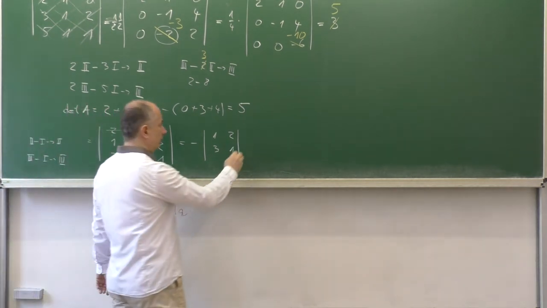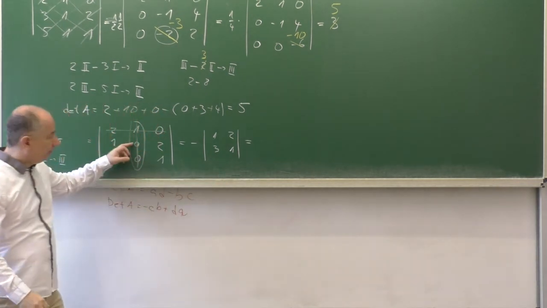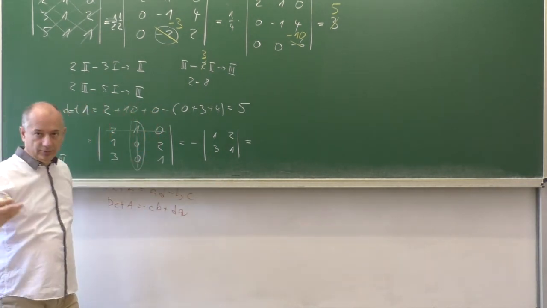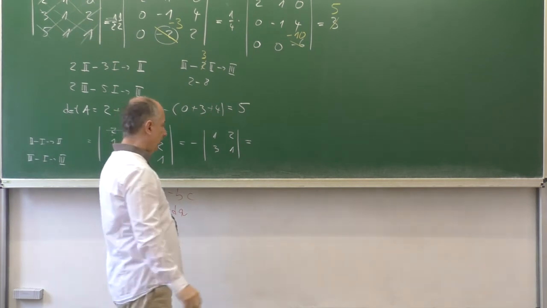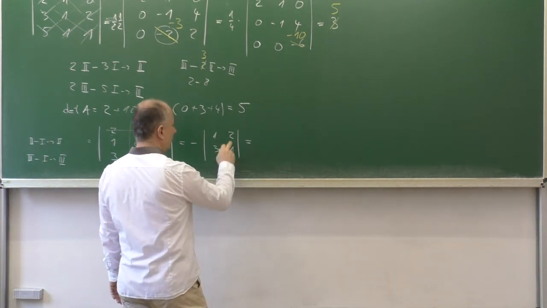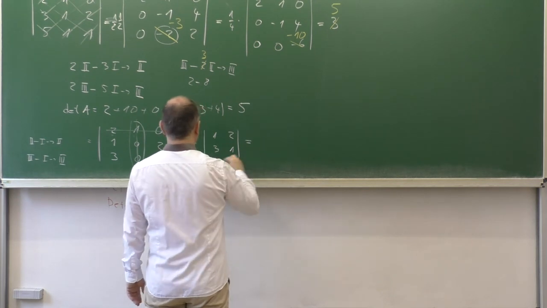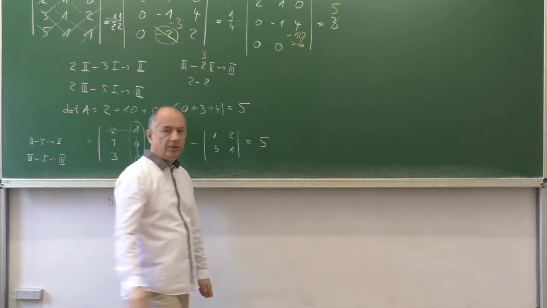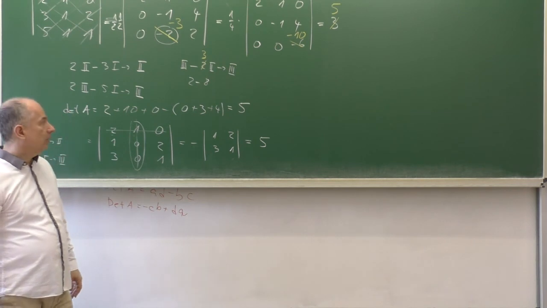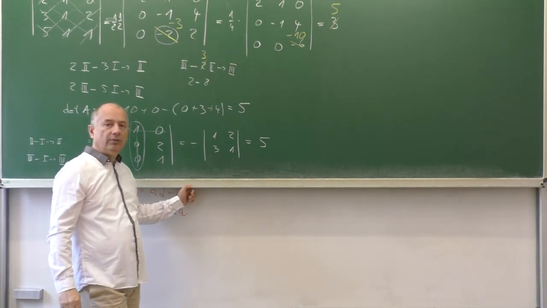Well, and this is easy to compute. Well, and then there would be plus 0 times something, plus 0 times something, but this contributes nothing. And this is 1 minus 6, which is minus 5, times minus 1 is plus 5, in perfect agreement with the previous 2 ways how to evaluate this determinant.